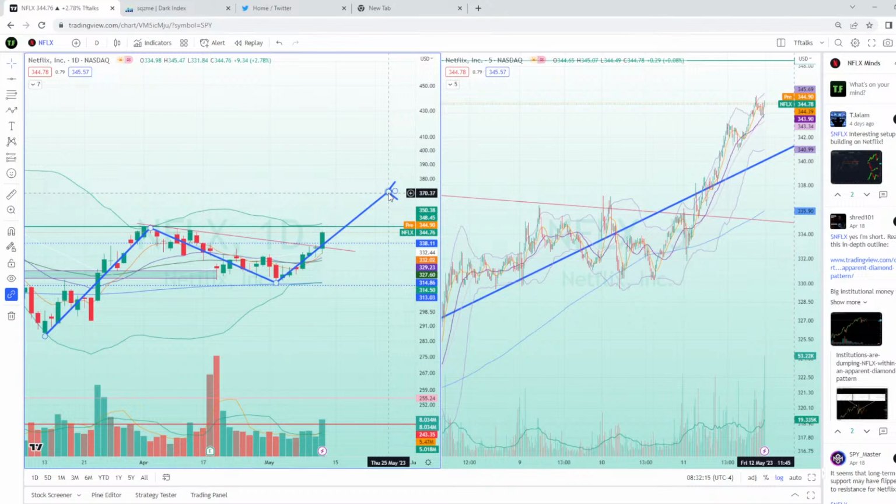I cannot say it will go to 370, but once it breaks 350, I believe it will go to the 365 to 370 level. So I don't want to take some risks at 370, but I will try to hold until 365 once it breaks 350.